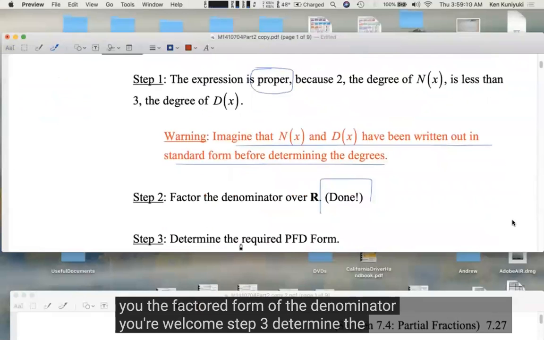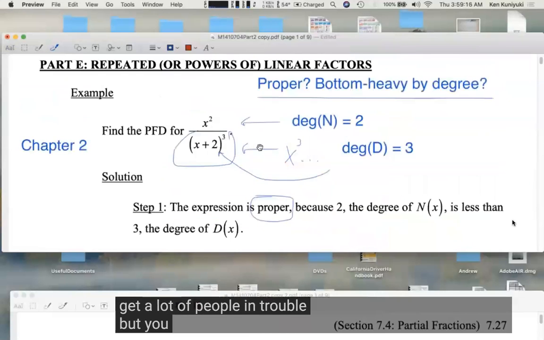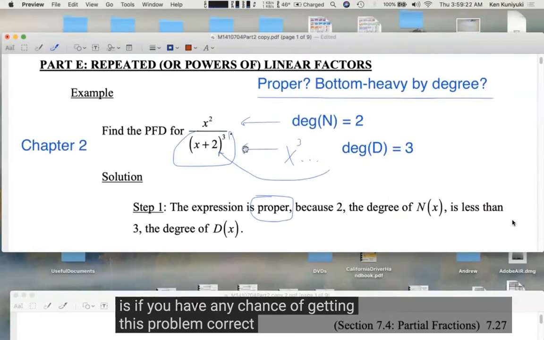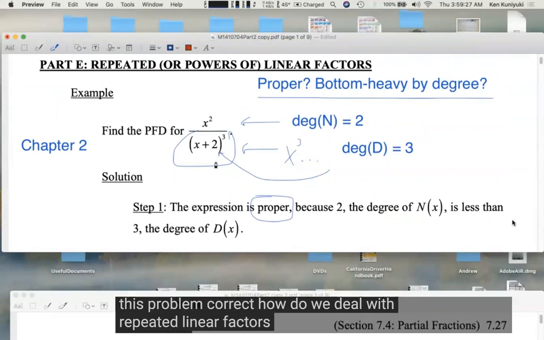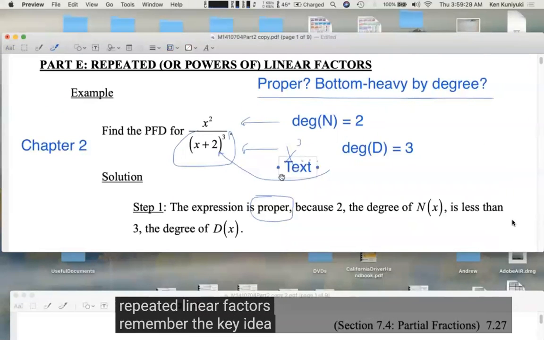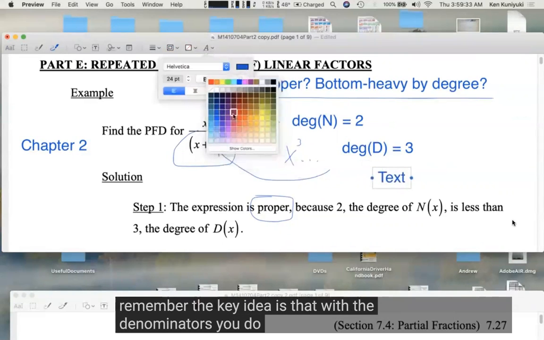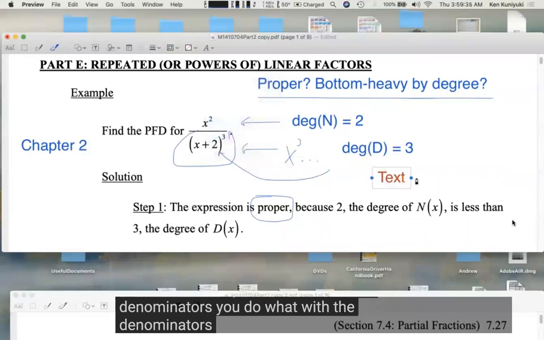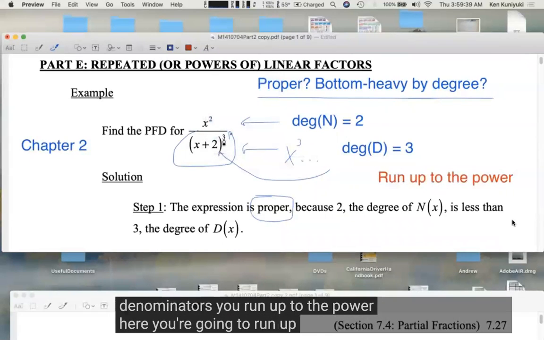Step 3, determine the required PFD form. Now, this is going to get a lot of people in trouble, but you have to know what the PFD form is if you have any chance of getting this problem correct. How do we deal with repeated linear factors? Remember, the key idea is that with the denominators, you run up to the power. Here, you're going to run up to this cube.